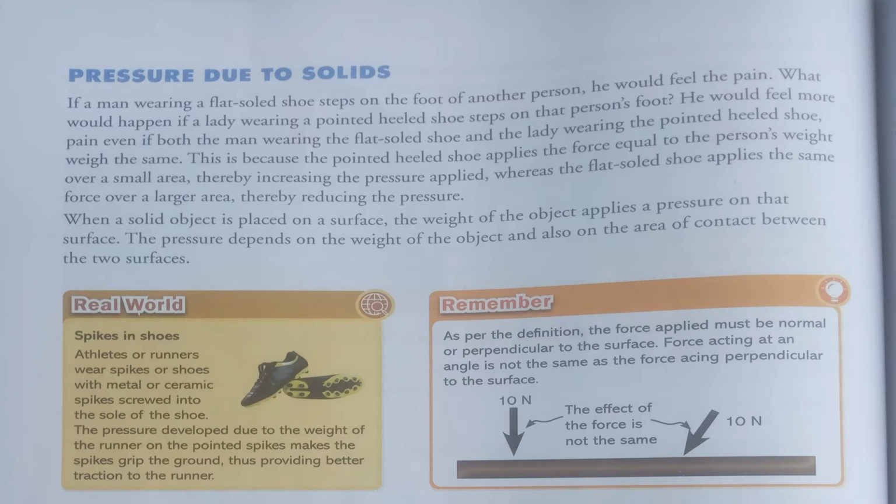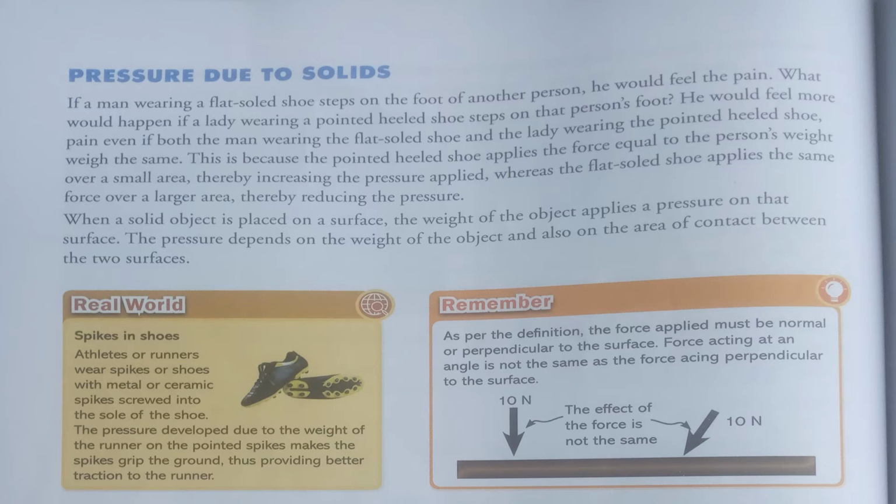Since P is equal to F by A, P is directly proportional to force and P is inversely proportional to surface area. It means that if you increase force, then pressure also will increase. If you decrease force, then pressure also will decrease. But in the case of surface area and pressure, they vary inversely. So if you increase the surface area, it will reduce the pressure, and if you reduce the surface area, it will increase the pressure.